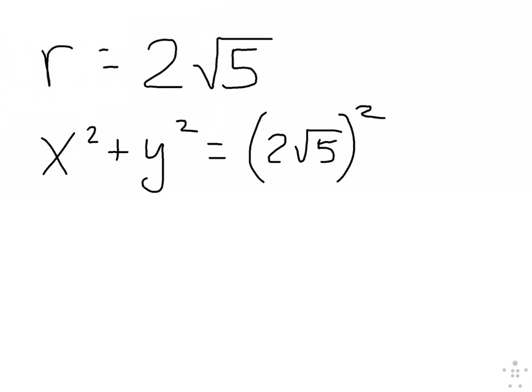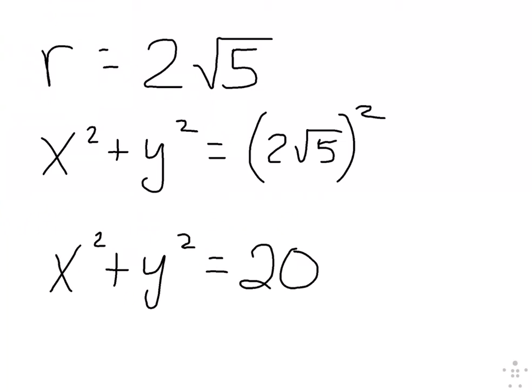Now the key to this one, when you have a number outside of the root like that, you have to square the outside number, and you have to square the root number, and once you get their answers, multiply them together. So what's 2 squared? 4. What's the square root of 5 squared? 5. What's 4 times 5? 20.